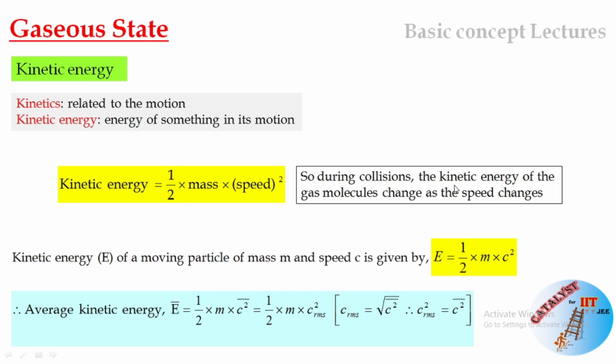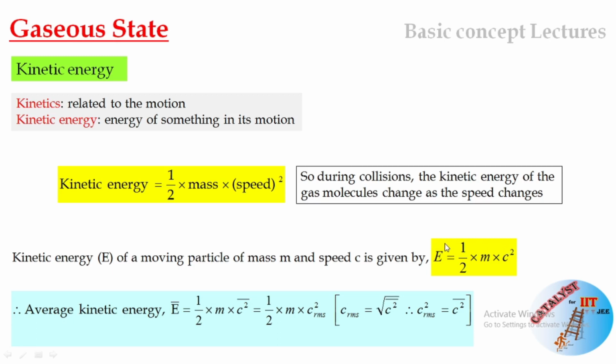Now, during the collisions, as the speed changes, the kinetic energy will also change due to the collision, because the kinetic energy is dependent upon the speed. Now, for a moving particle of mass m and speed c, we can write the kinetic energy E as half into m into c square.